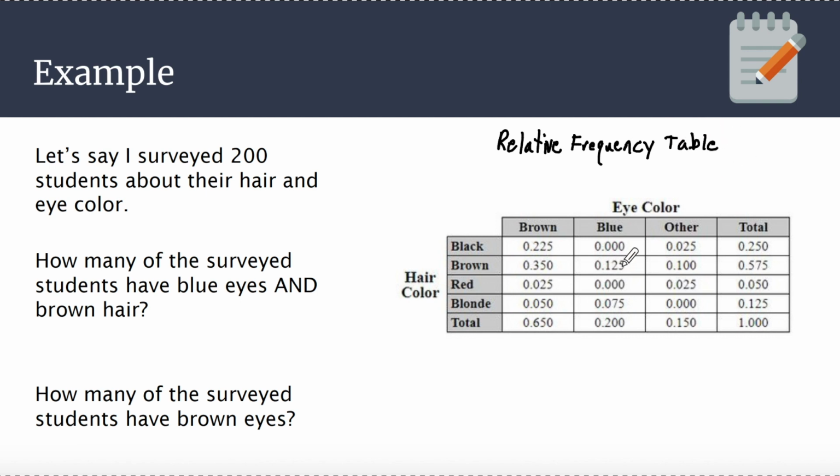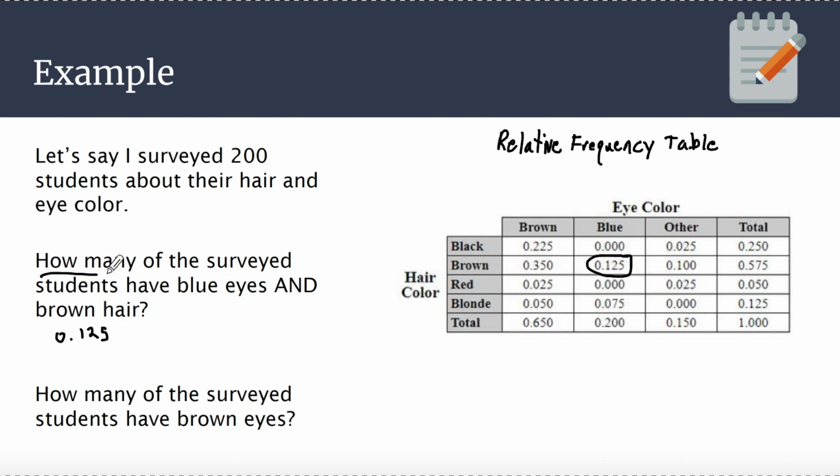All right. So let's see what we can do with this. How many of the surveyed students have blue eyes and brown hair? The nice thing about two-way tables is we can find the intersection of those things. We want people with blue eyes and brown hair. It looks like they are right here. That is the frequency of people with blue eyes and brown hair. So that is 0.125.